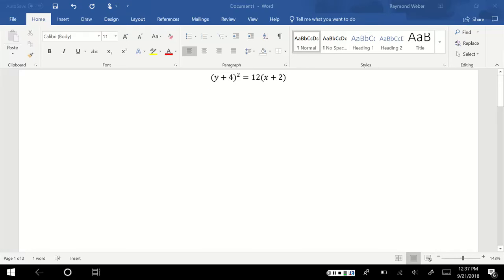Okay, so we are asked to graph this parabola. How we know it's a parabola is we only have one variable that's squared. If both variables are squared, then it's either a circle, ellipse, or a hyperbola, and we've talked about how to tell those apart.